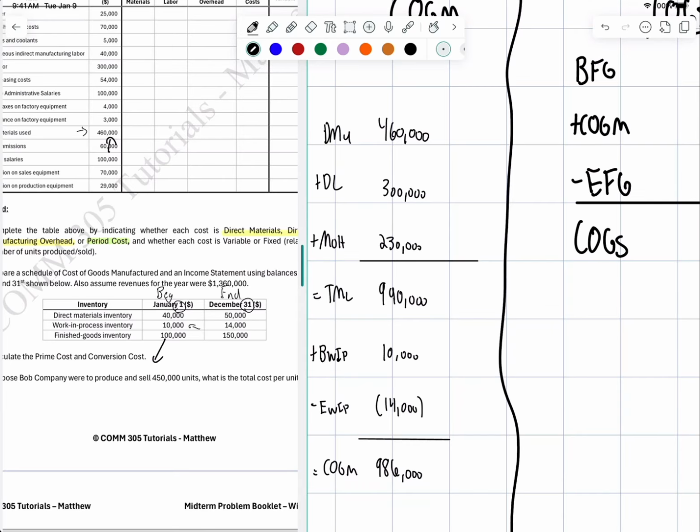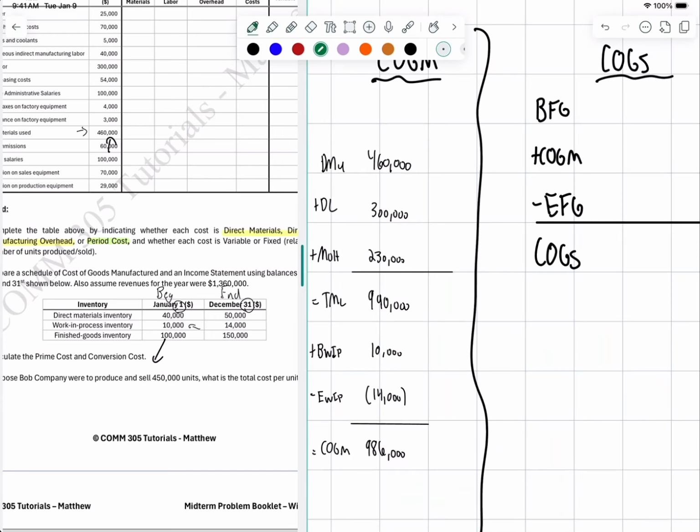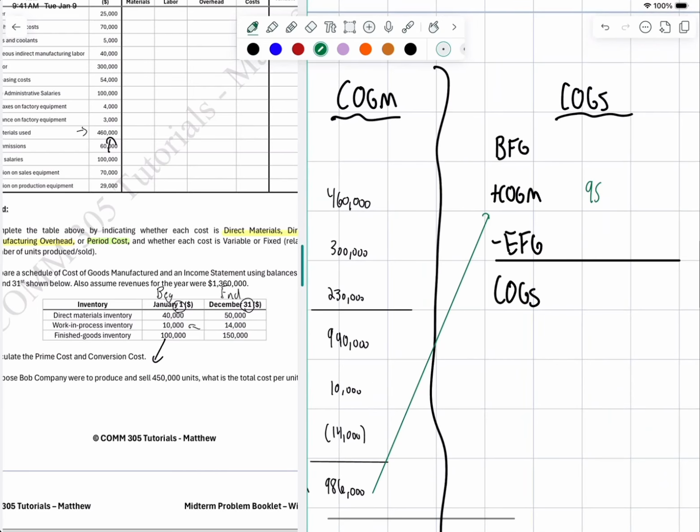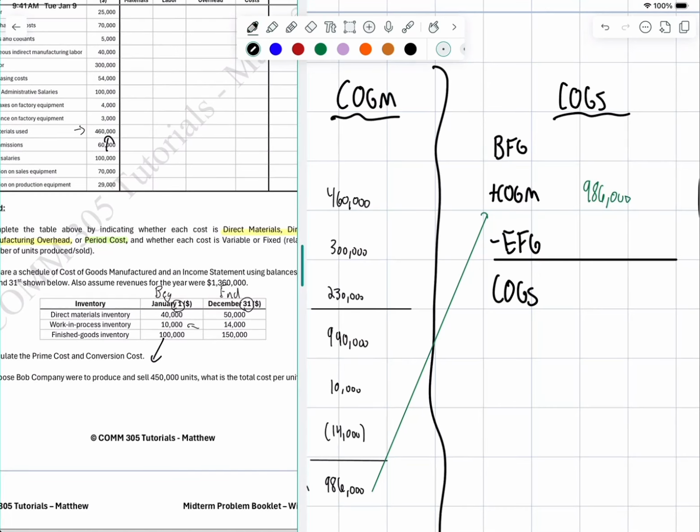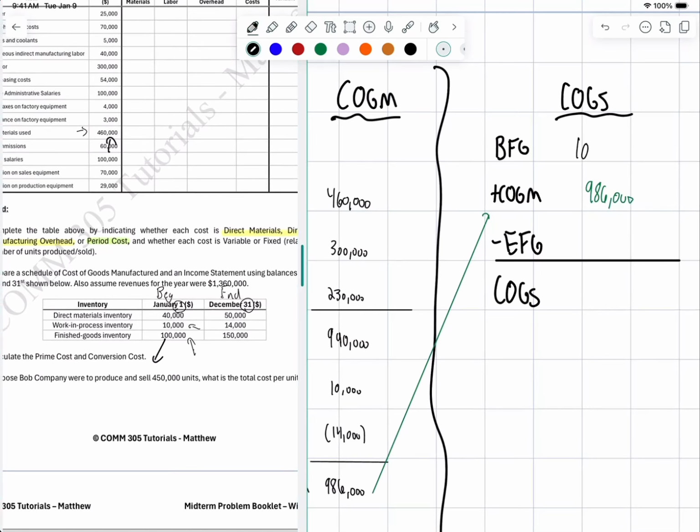Okay, now for your COGM, remember when your COGM is done, you cross the bridge because that's what's going to feed your COGS schedule. So we're going to put 986 over here. And then we're going to put our beginning and ending balances as given in the question. So your beginning finished goods is 100,000. Your ending is 150. So 100 plus 986 minus 150. What does that give you here? I believe that should give you 936.